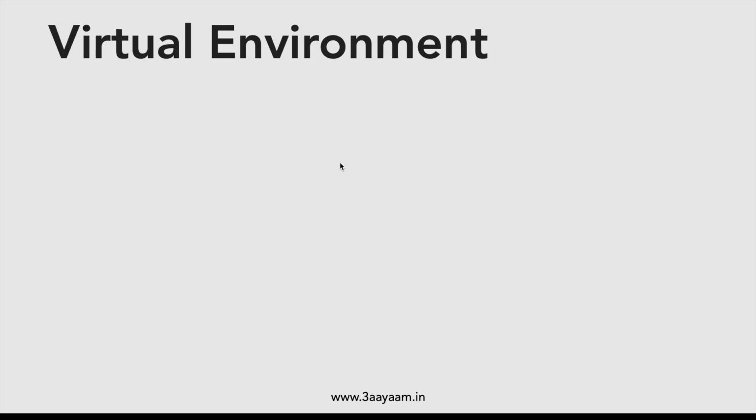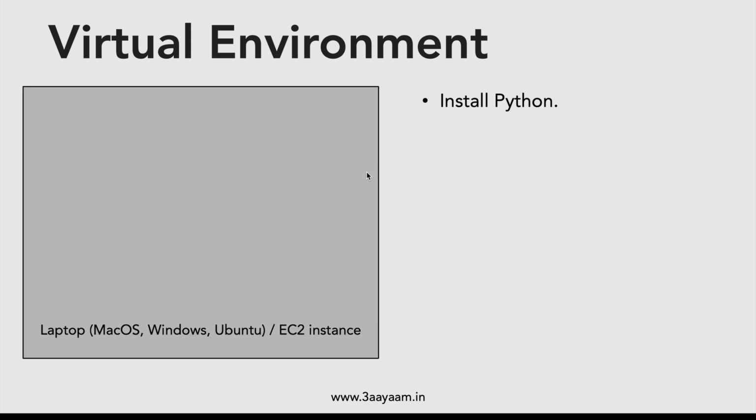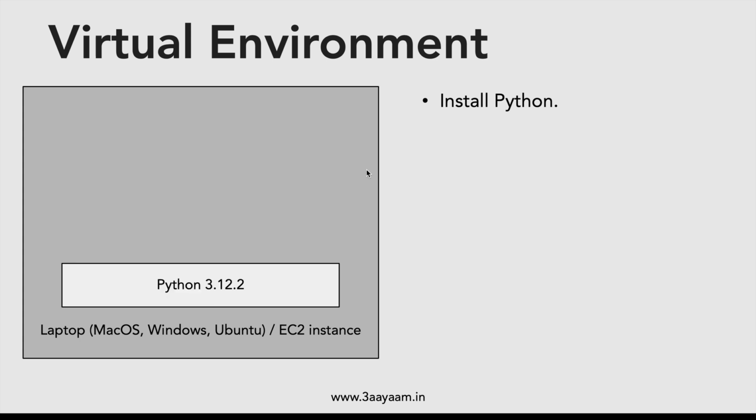Now, before going further, I want to talk about virtual environments because we'll be using them a lot. We have already installed Python. Let's say this is my laptop or your laptop, or it can be an EC2 instance also. And we have installed Python here. Currently my Python version is 3.12.2. Now we can install libraries using pip, which is Python's package manager. It will actually be pip3, not pip. Let me fix this. So we'll be installing multiple libraries using pip3.